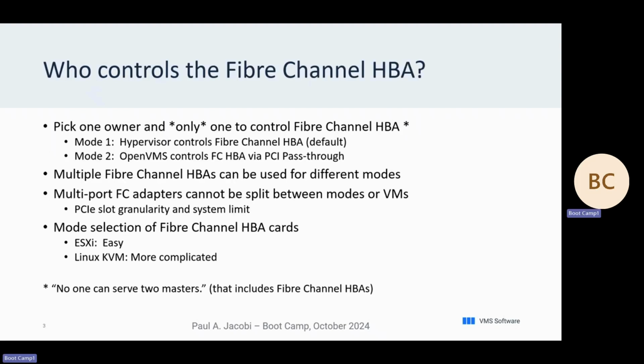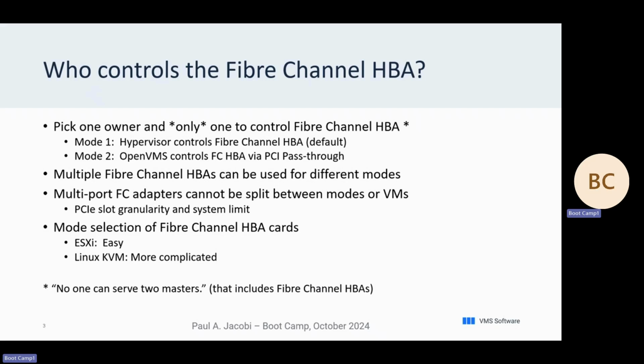So the central problem here is you need to pick one and only one owner for the Fibre channel host bus adapter. In mode 1, the hypervisor controls the Fibre channel host bus adapter. I call this mode 1 because it's the default when you set up either VMware or KVM. The second way is for OpenVMS to control the Fibre channel host bus adapter with PCI pass-through.